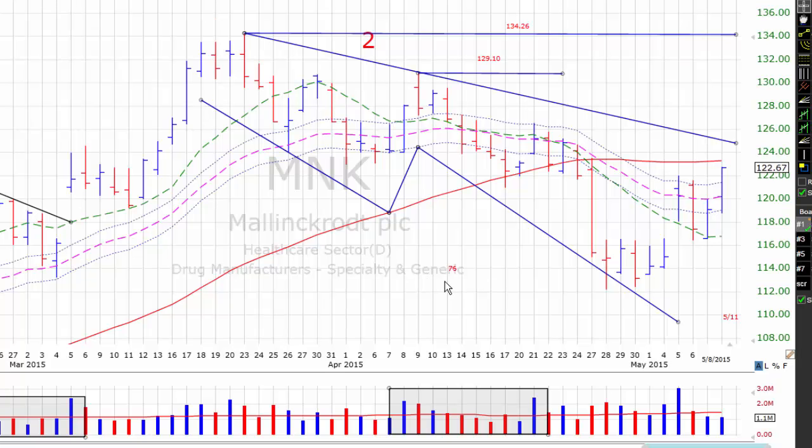Mallinckrodt gets a 76% checklist rating. As we noted, it's in a second stage base. And keep in mind that the market's on an aggressive buy signal. These stocks that we've talked about today should only be bought by aggressive traders.